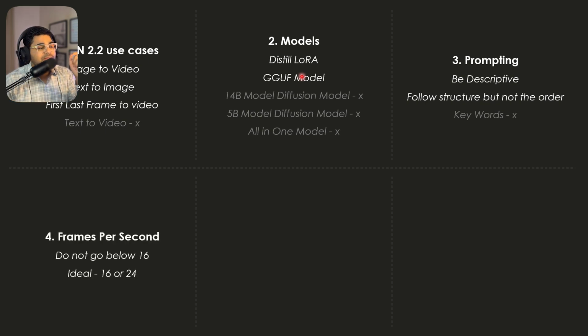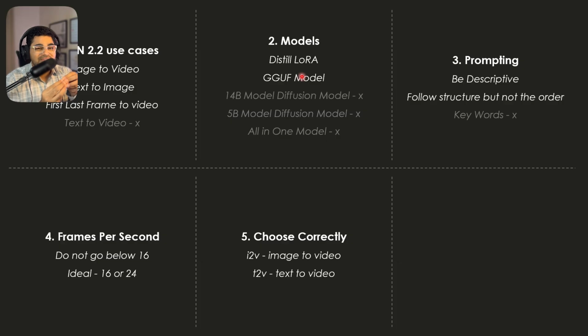Okay. And then the next one is frames per second. Please don't go below 16. You will not get good result. Ideal is 16 or 24. Then this, please choose correctly. Today also you saw in the video, I used some other one. So see to it that when you are using image to video, use I2V, text to video, use T2V.